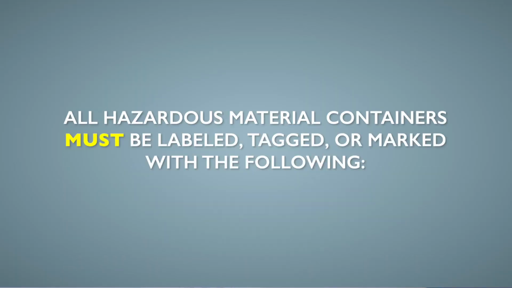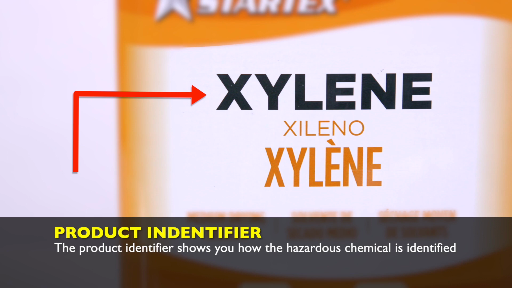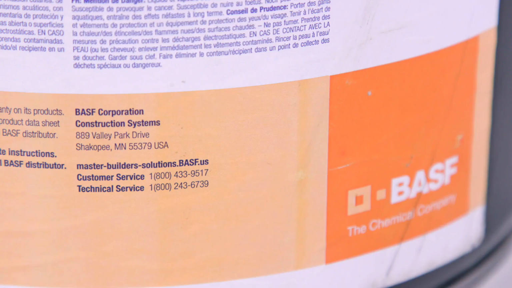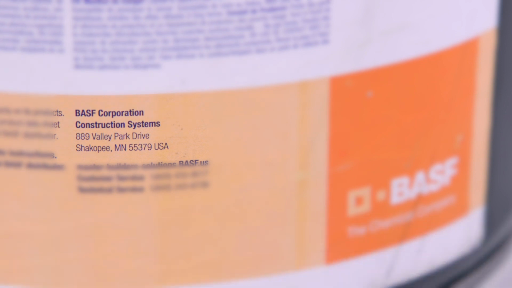All hazardous material containers must be labeled, tagged, or marked with the following. Product identifier shows you how the hazardous chemical is identified. The same product identifier must be on the label and in Section 1 of the safety data sheet. Supplier identification should have the name, address, and telephone number of the chemical manufacturer, importer, or other responsible party.